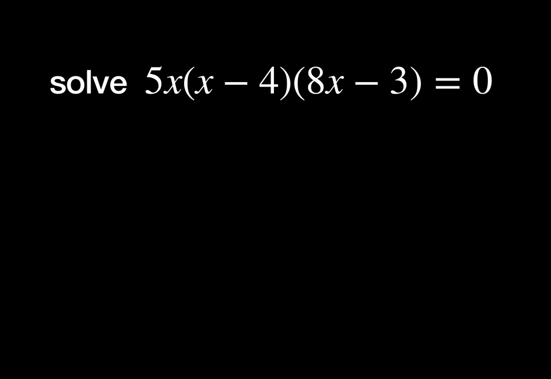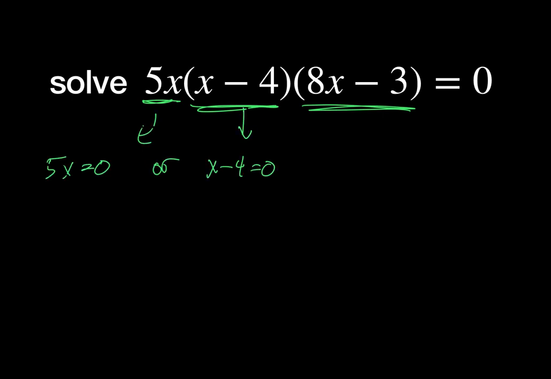Because what I have going on here is 3 things multiplied. This times that parenthesis times that parenthesis. I have 3 things that are multiplying to get 0. If it multiplies to 0, that means either 5x equals 0, or x minus 4 equals 0, or 8x minus 3 equals 0. If I'm multiplying to get to 0, one of them absolutely has to be 0.